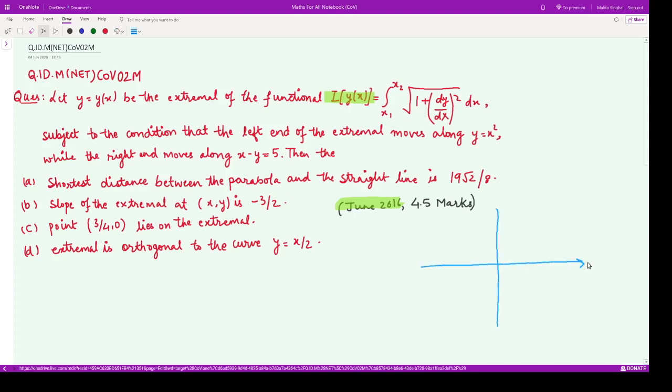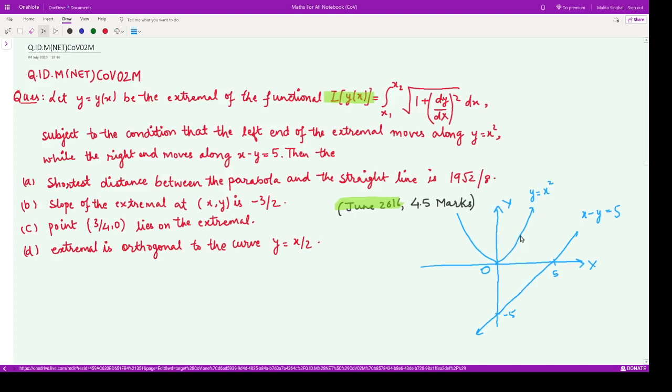This is our coordinate axis, x-axis and y-axis. Say this is 5 and this is -5. So a straight line passes through these two points. This is the line x - y = 5, which is given to us. Another curve which is given to us in the question passes through the origin. So an upward parabola passes through this point, right? So the equation for this is y = x^2, right?